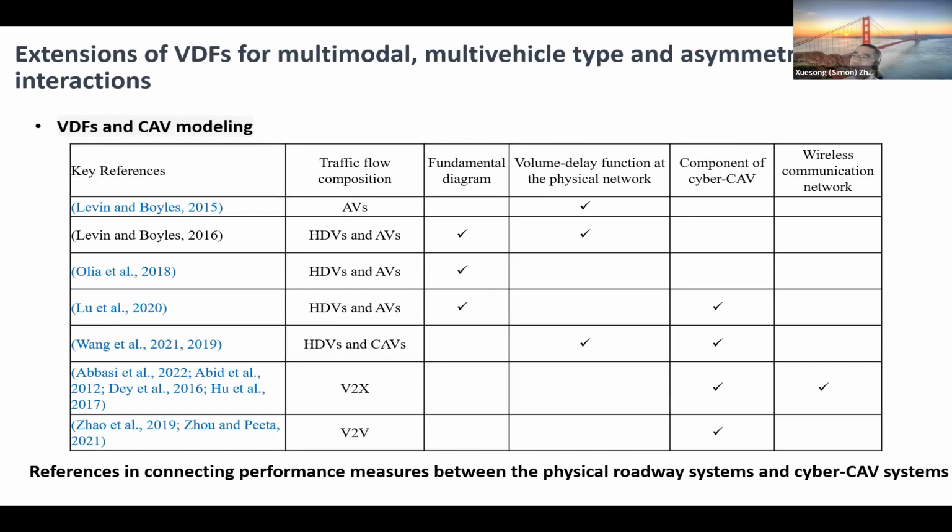Here I list a number of related CAV modeling area. Typically, we consider human-driven vehicle versus autonomous vehicle. Look at the fundamental diagram. But I want to highlight we need to convert or make the connection from the fundamental diagram to the volume delay function so that we can use that for the larger scale, for example, best practice model in city of New York.